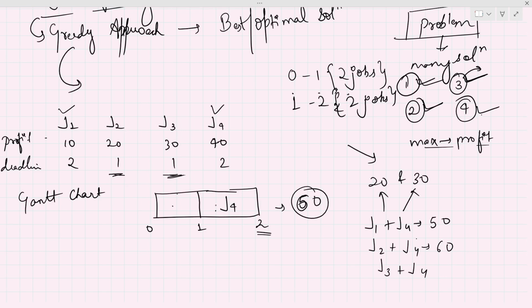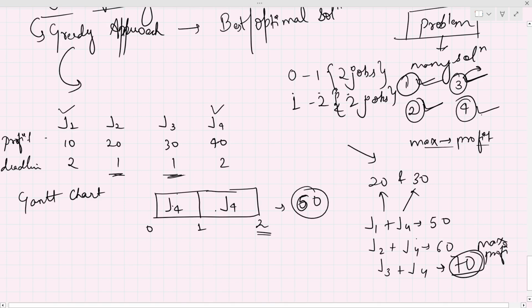But we cannot add this in the second block, because the second block's deadline is 2 and here the deadline is 1. A job with a larger deadline can be written in a smaller block, but a smaller deadline cannot be written in a larger block. So if we take job 3 here, what's the value of job 3? 30. So 30 and 40 is 70. Here you can see that we will get a maximum profit. I hope it is understandable that job 3 and job 4 will give you a maximum profit. That's why we are adding these 2.